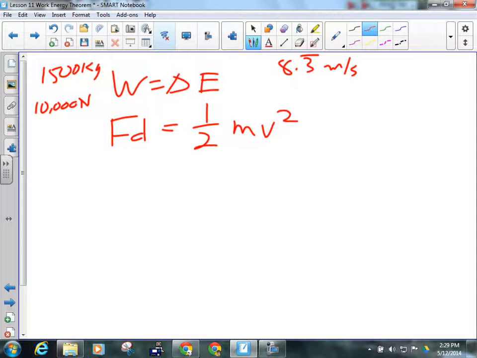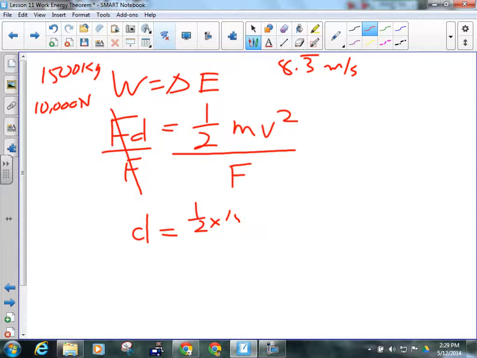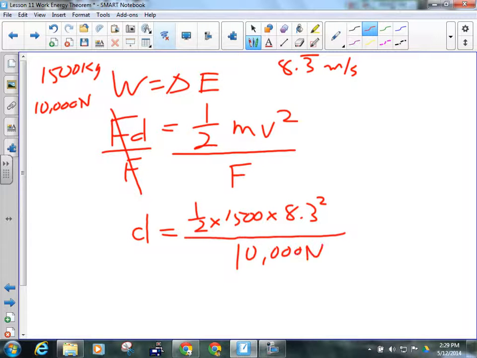So I'm going to solve for D. How do I get D by itself? Not minus. If I want to move something, I do the opposite. I'm multiplying F right now, so I want to divide. So I'm going to divide both sides by F. That's going to leave me with D. So now I can solve for how far it will take me to stop at the speed limit of 8.3 meters per second. So 1/2 times the mass of my car, 1,500 kilograms, times the speed of my car, 8.3 squared, over the force, which we said was 10,000 newtons.